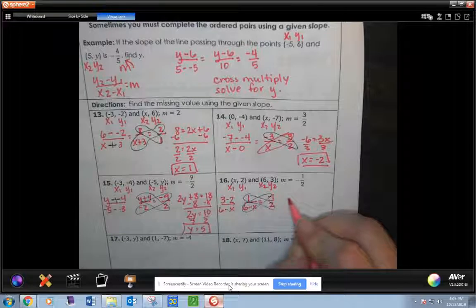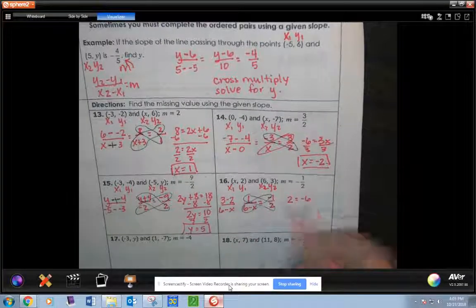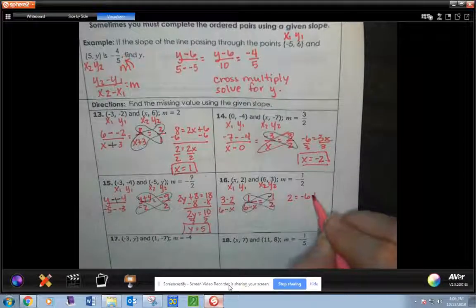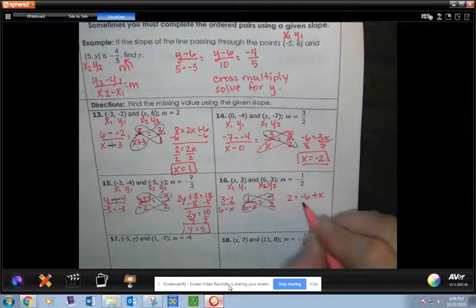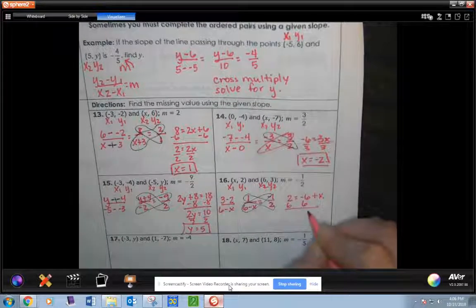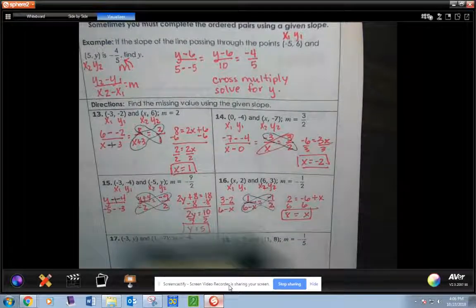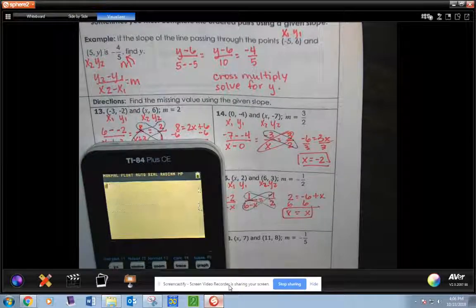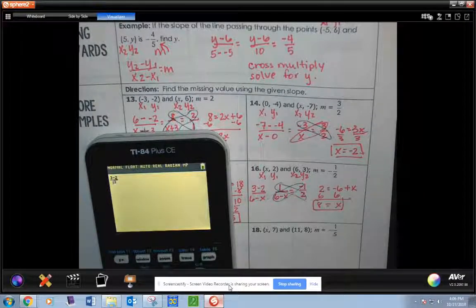1 times 2 is 2. Negative 1 times 6 is negative 6. And negative 1 times negative x is a positive x. From here, I have to add my 6. And that leaves me with x equals 8. Okay, I'm going to check it again by doing alpha y equals. So we're going to plug in the original equation, 3 minus 2 over 6 minus 8, because x became 8, and I should get negative 1/2.